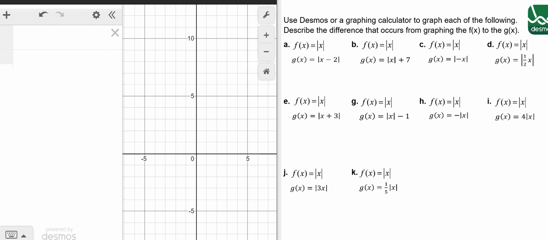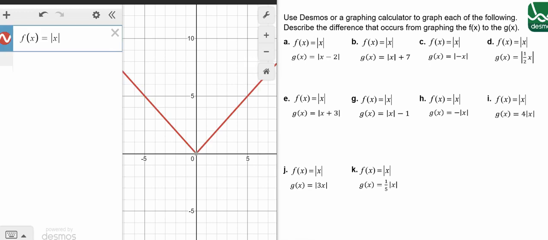In this video, we're going to be using Desmos to graph each of the following equations and describe the differences that occur from graphing the f of x to the g of x. And a special note is that our f of x are all the parent functions for the absolute value function, which is the absolute value of x. So we're going to begin by graphing that in Desmos first.